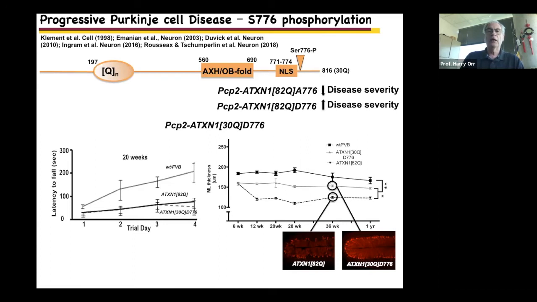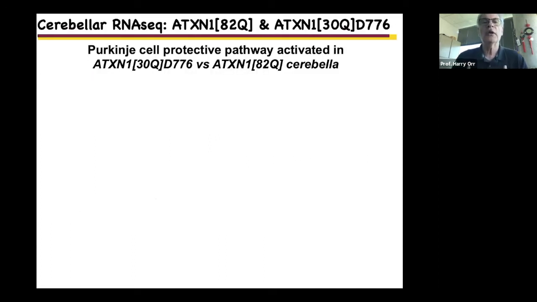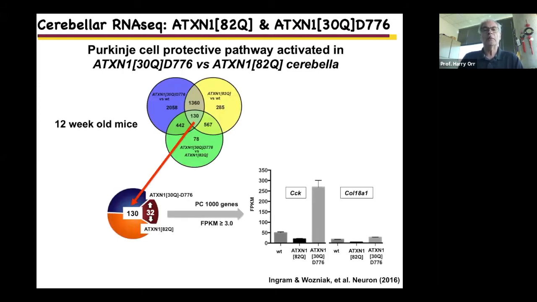You can see that the atrophy of Purkinje cells is dramatically reduced in these 30Q D776 mice. This raised the very intriguing question that perhaps in the Purkinje cells of the 30Q D776 mice, there was some protective pathway that was activated compared to Purkinje cells in the cerebellum of the ataxin-1 82Q mice. So we used RNA-seq to begin to get at this question. By doing a number of comparisons in 12-week-old mice, we found 130 genes were different in all genotypes that we compared.